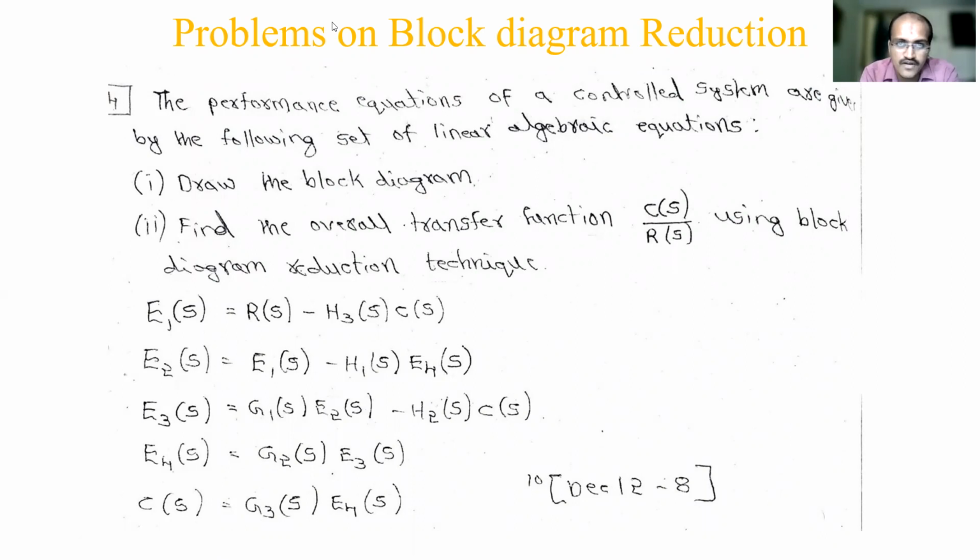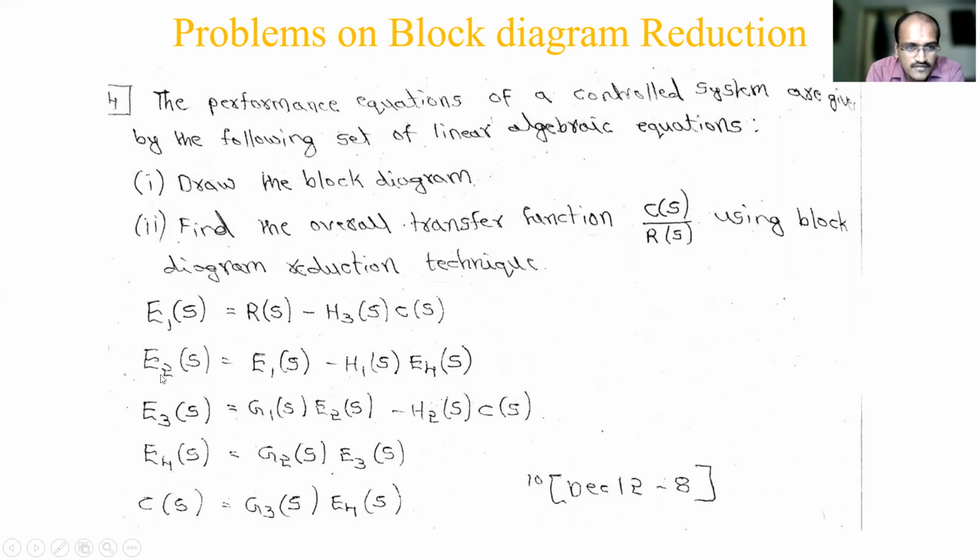So E1 means what? Error signal. Very first we showed you the standard transfer function. There I showed you all these signals, what is H, what is C, what is R, what is E. E will come after the summing point. So E1 of S means the output of the first summing point, and it is equal to R of S minus H3 of S into C of S.